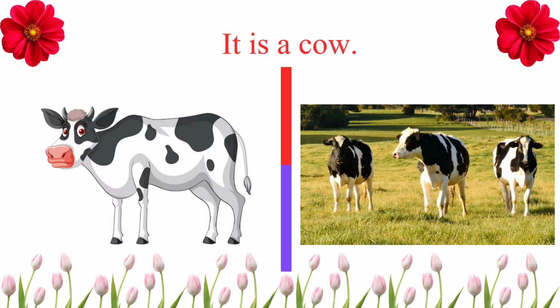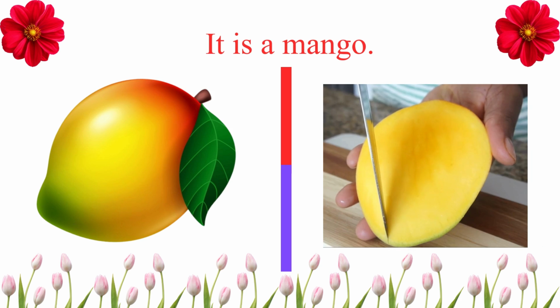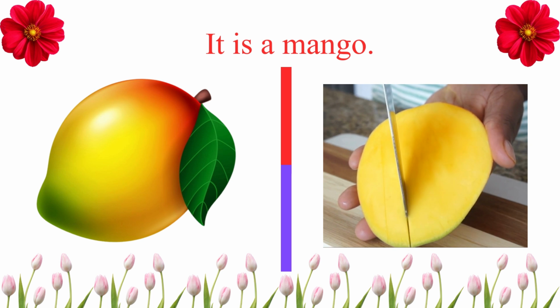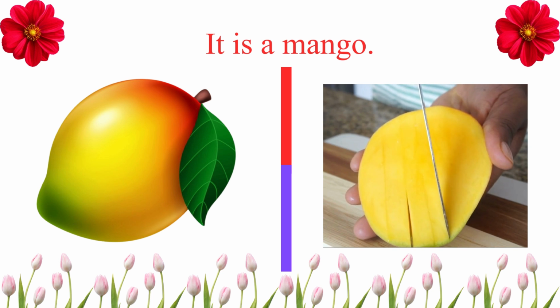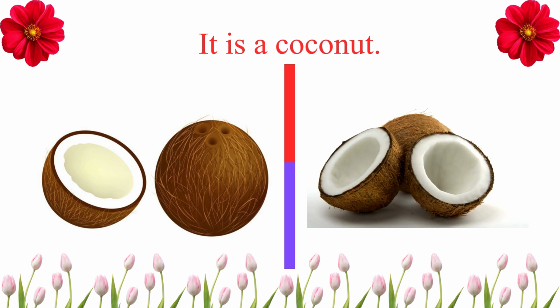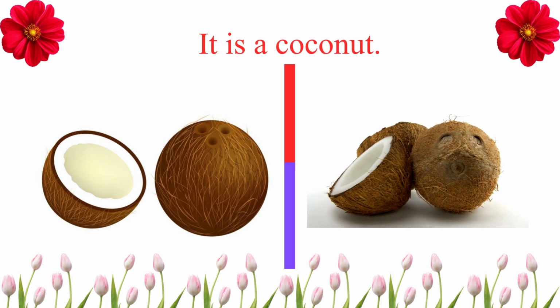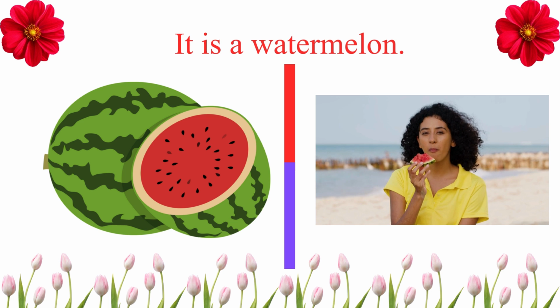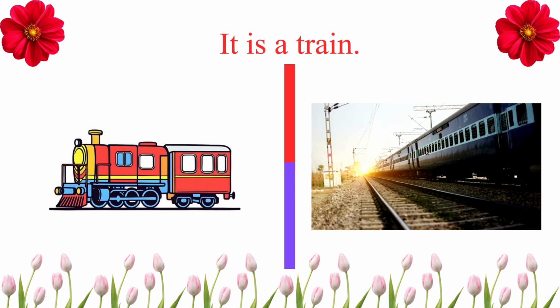It is a cow. It is a mango. It is a coconut. It is a watermelon. It is a train.